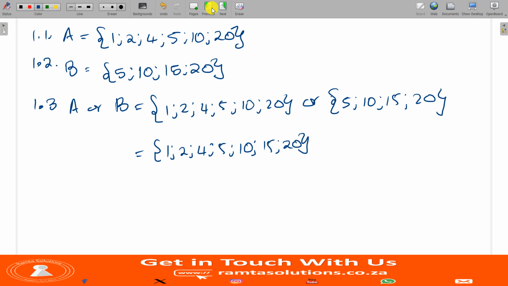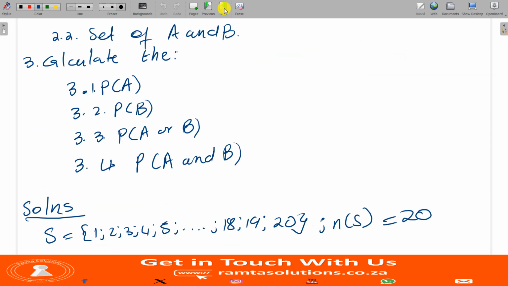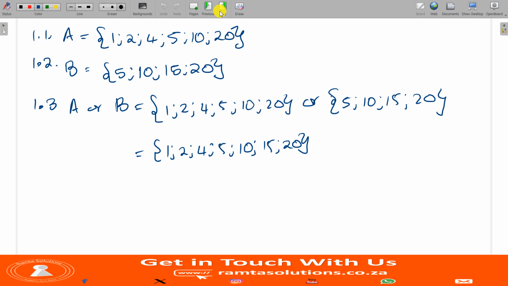Okay, remember, let's go back. It contains all elements that are in at least one of the two sets. So 1 is in A, 2 is in A, 4 is in A, 5 is in both, so we can take it. 10 is in A and B, 15 is in B only, 20 is in both. So this is how we do it.